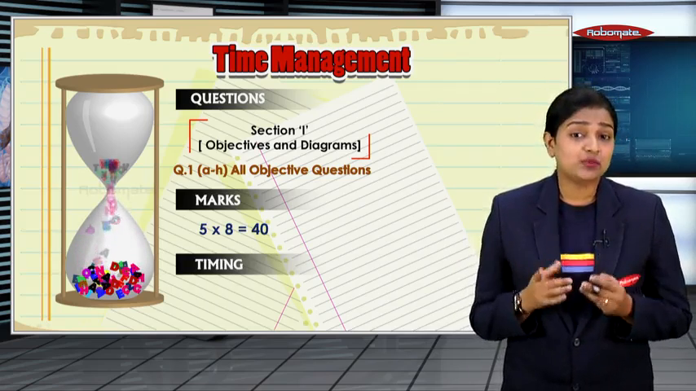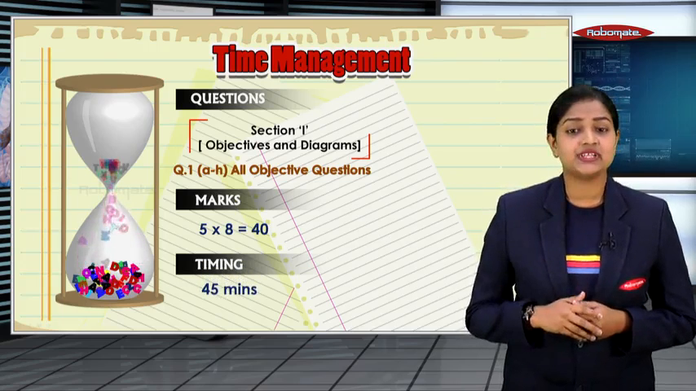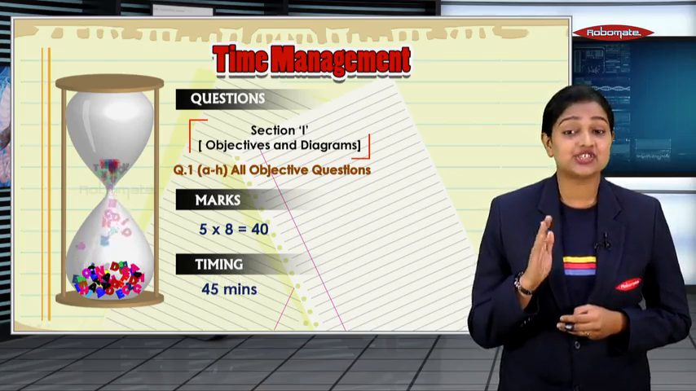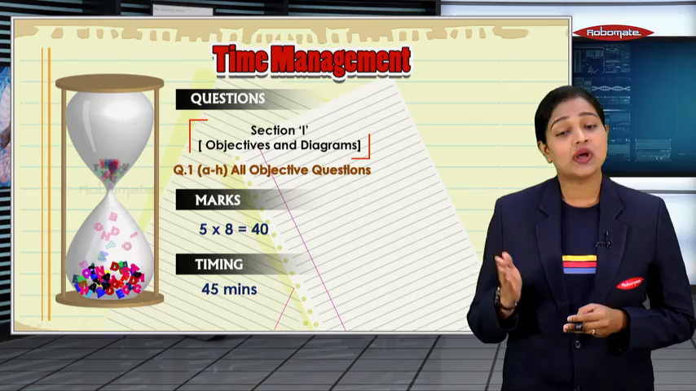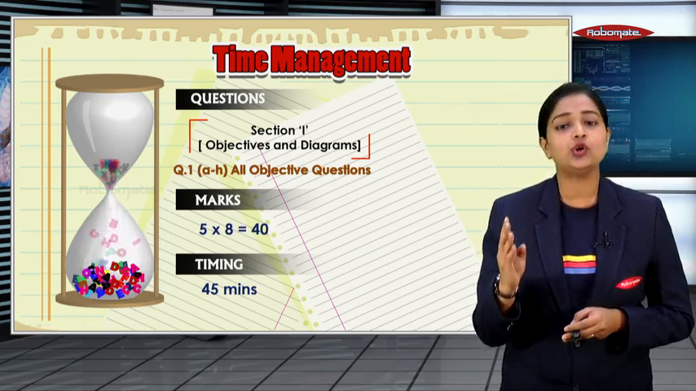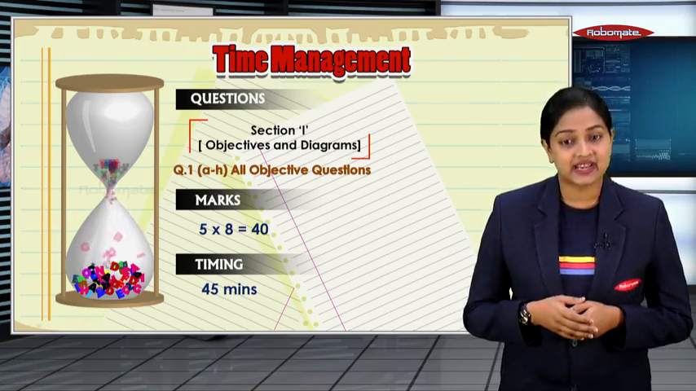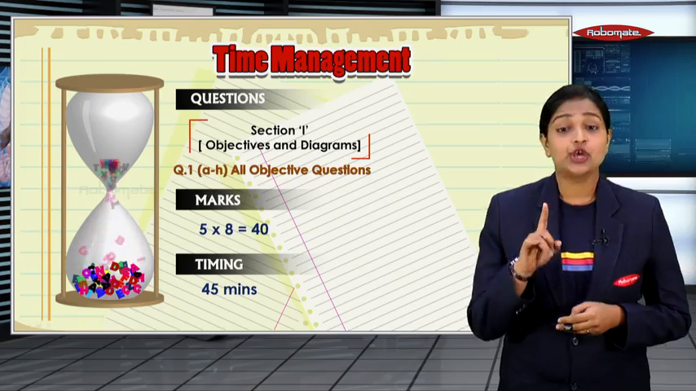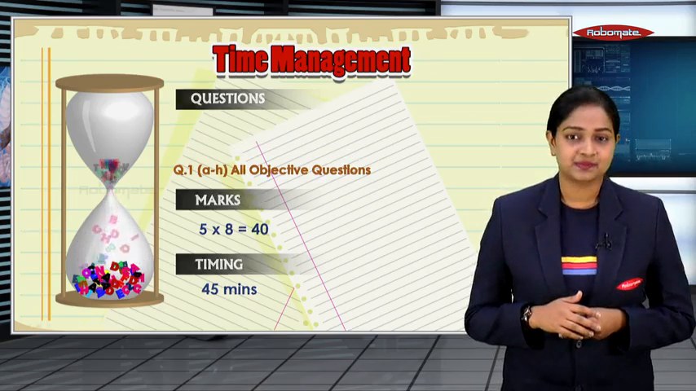And what time should you take to attempt section 1? Preferably, students, you should complete your section 1 in 45 minutes. As section 1 is all objective based questions, you just have to write 1 or 2 words maximum. So it should not take much of your time. So preferably you should complete your section 1 in 45 minutes.